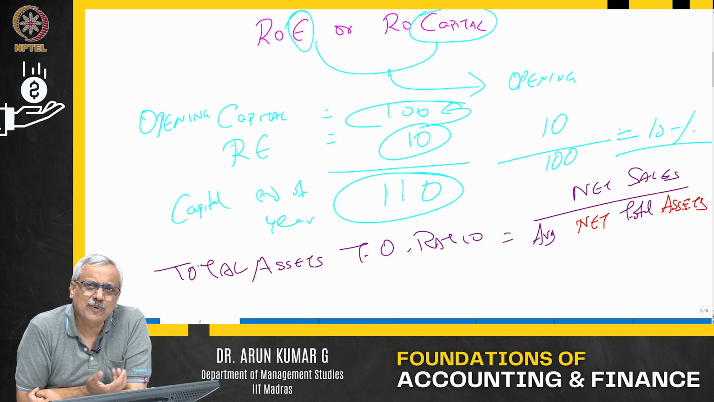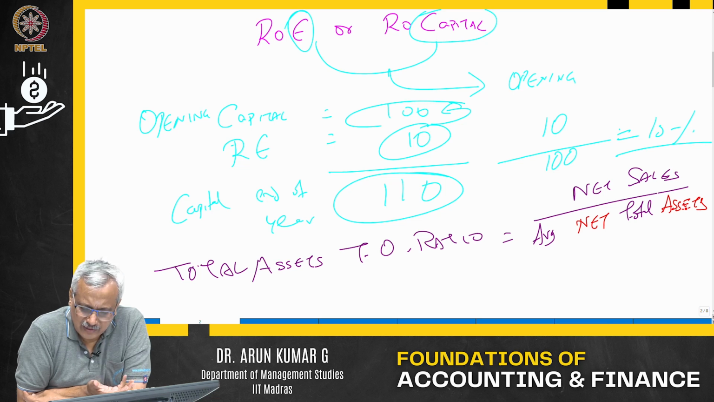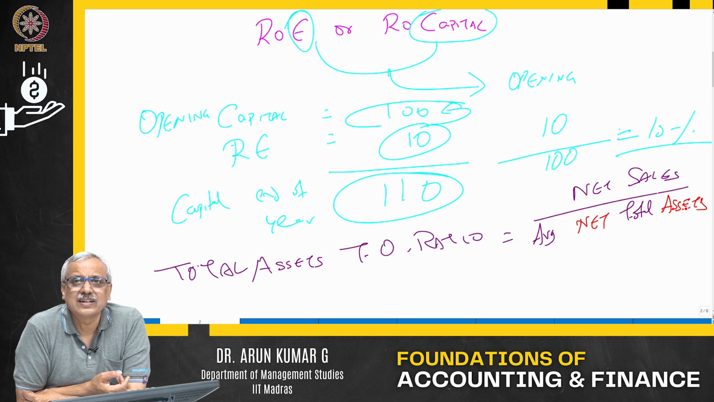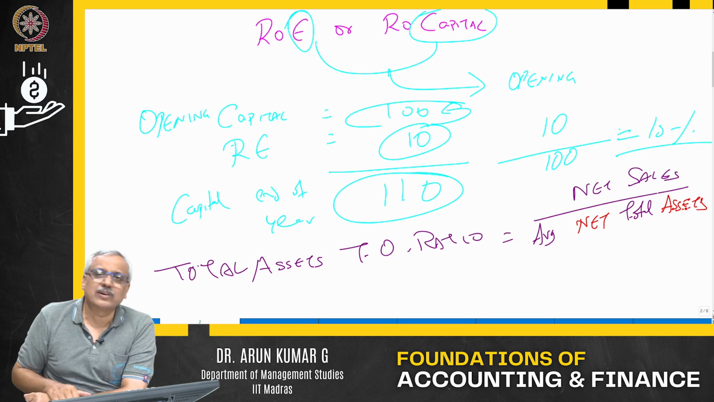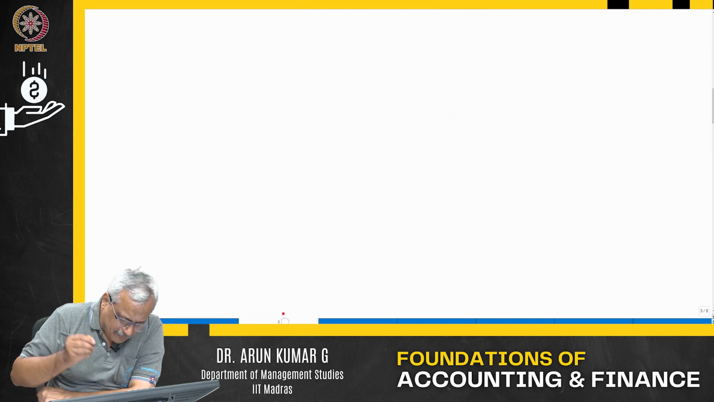Fixed assets are very small. Most of the assets are floating assets that I have out there. I am a trader. Most of my assets are floating assets. I am a service industry. Most of my assets are floating assets. I would prefer to go in for total asset turnover ratio to measure the efficiency part of it. To measure the efficiency, I can even go further.